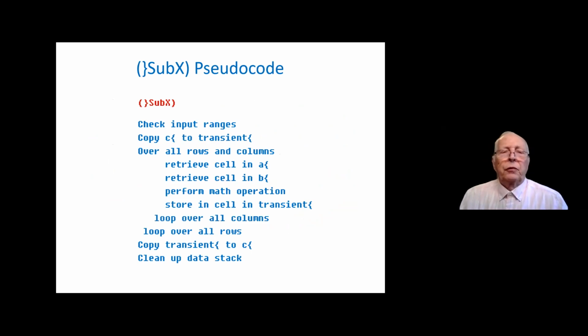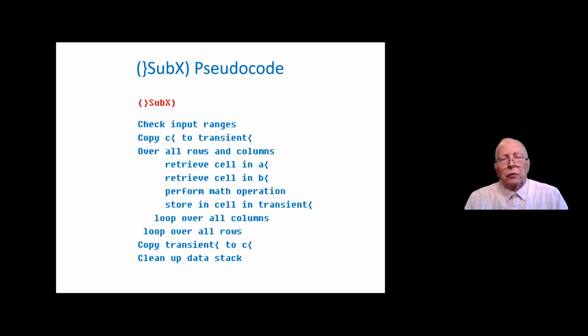Here's the pseudocode for SubX. About what you expect. First, we check the input ranges. We then copy C to transient. Over all the rows and over all the columns, we retrieve a cell from A, retrieve a cell from B, do the math operation, add, subtract, multiply, divide, and store the result into the corresponding cell in transient. We loop over all the columns, over all the rows, and then finally copy the transient variable back to C and clean up the data stack.